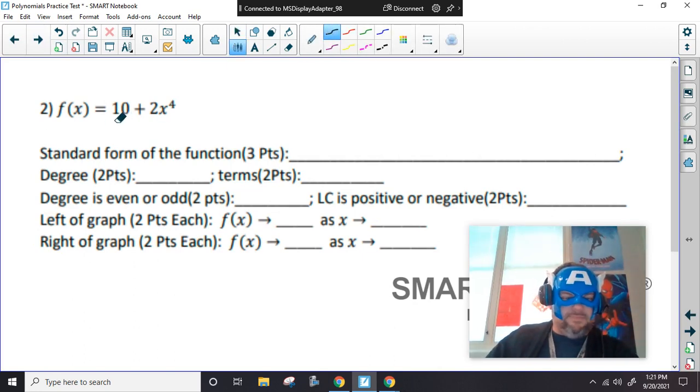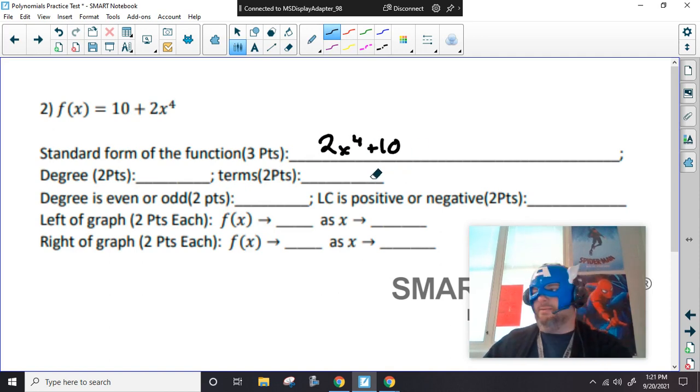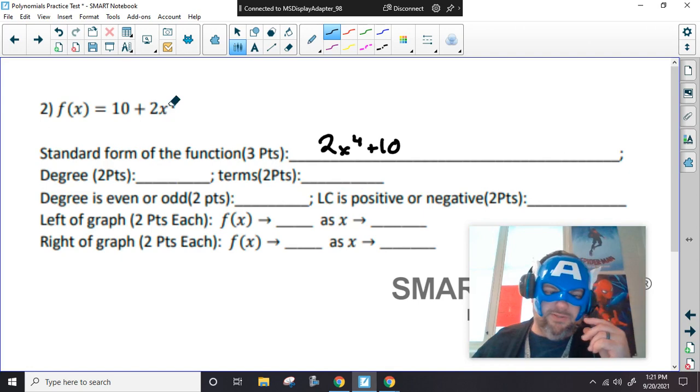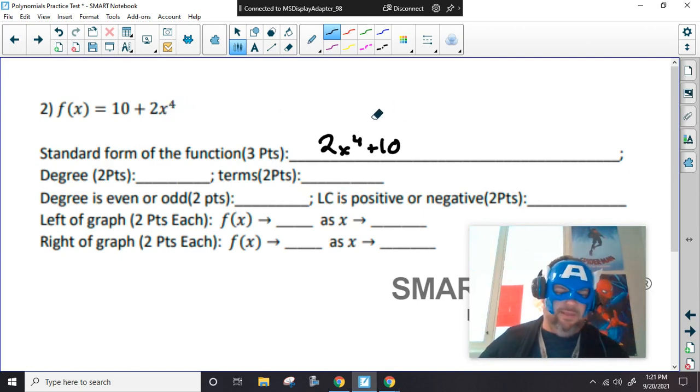Standard form of function. There's only 2 terms in this, so you got a 50-50 chance of getting this one right. This would actually be 2x to the 4th plus 10. That's the standard form because it goes from the highest exponent to the lowest exponent.